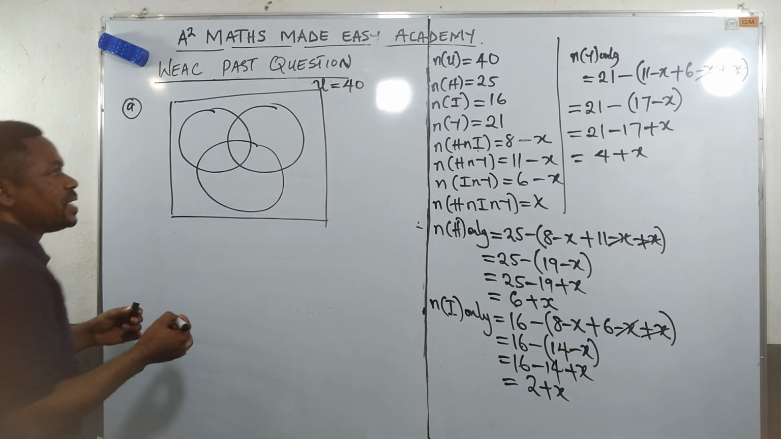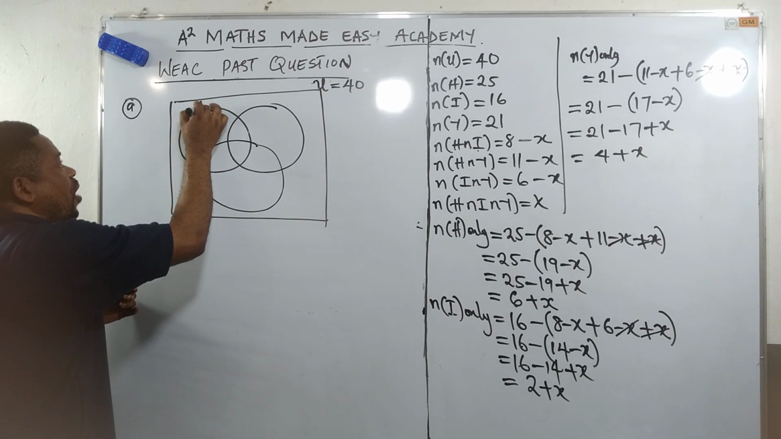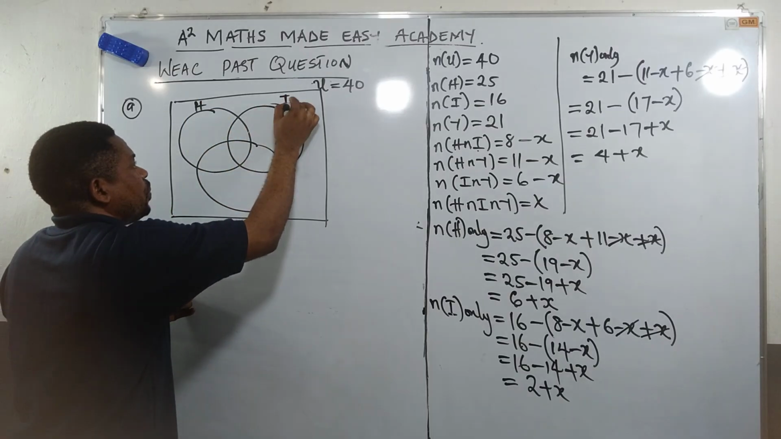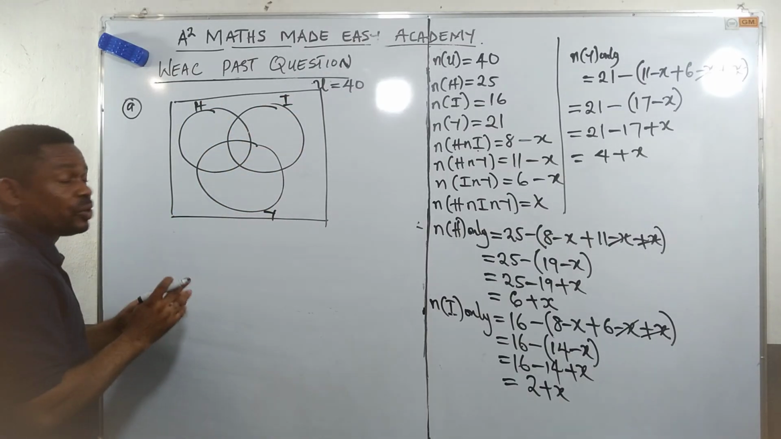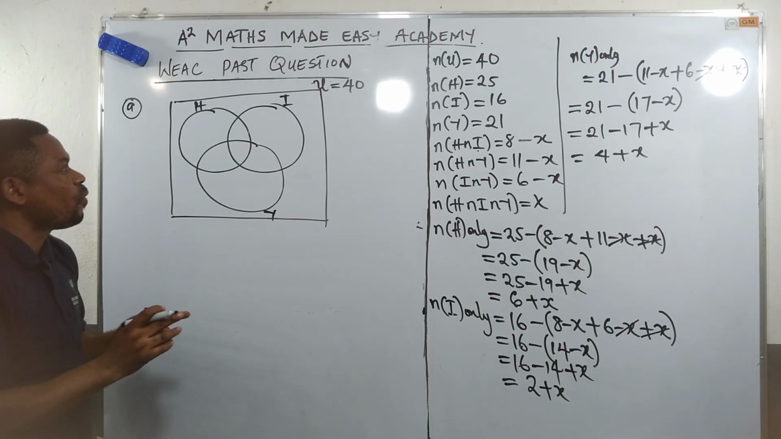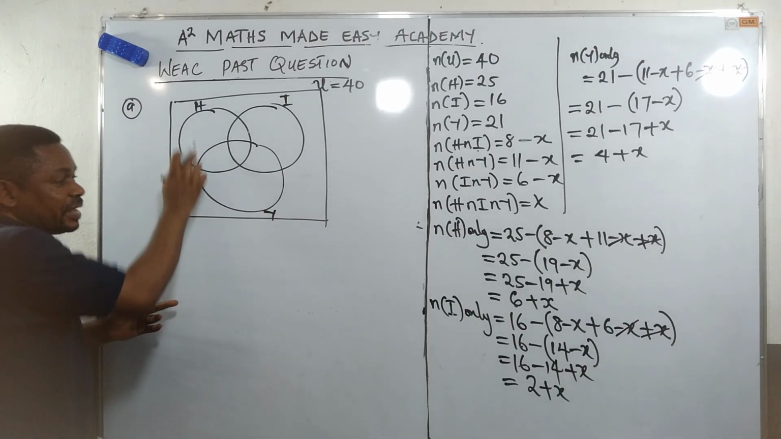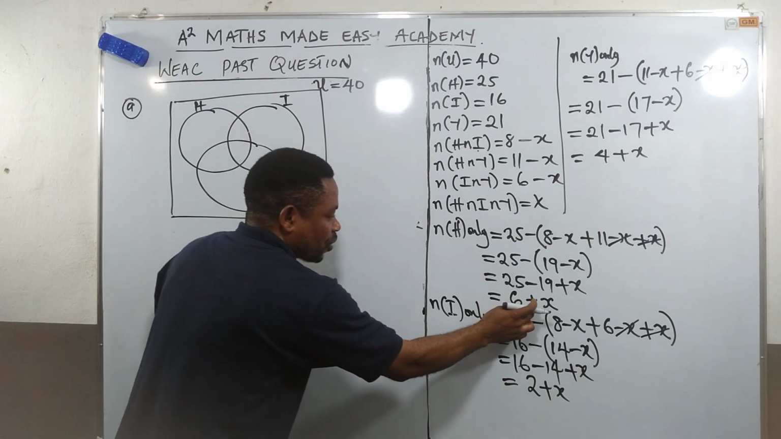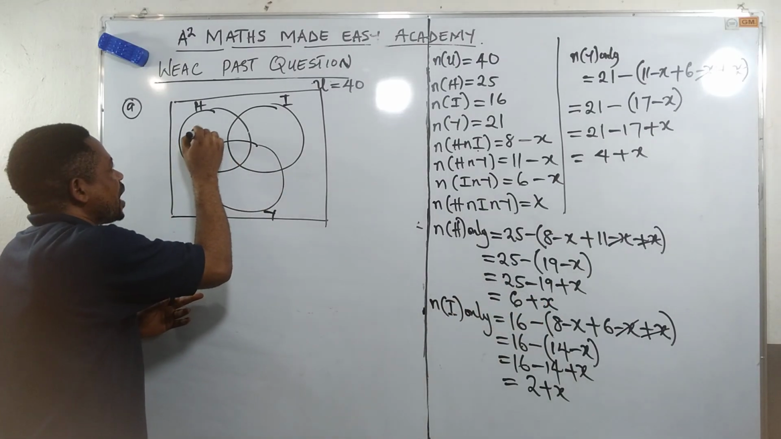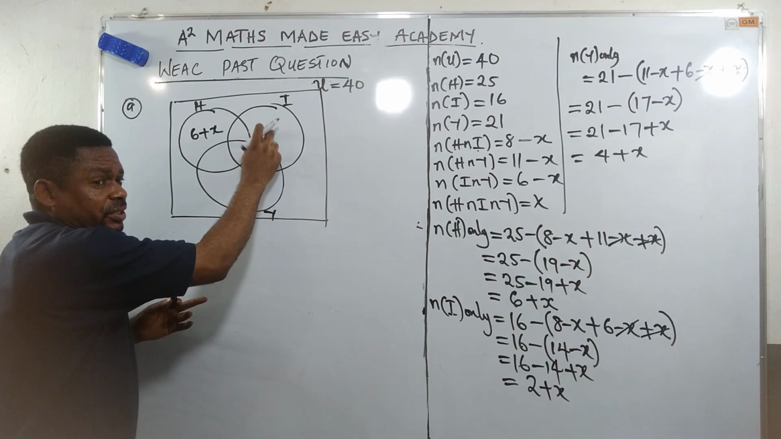Am I communicating? Now do you know that the first diagram is for Hausa, the second one is for Igbo, and the third one is for Yoruba? Are you with me now? Now let us move ahead. Now watch. What is Hausa only? It has been solved. Look at it here. 6 plus what? X. I will now introduce here 6 plus X. Now what is Igbo only?